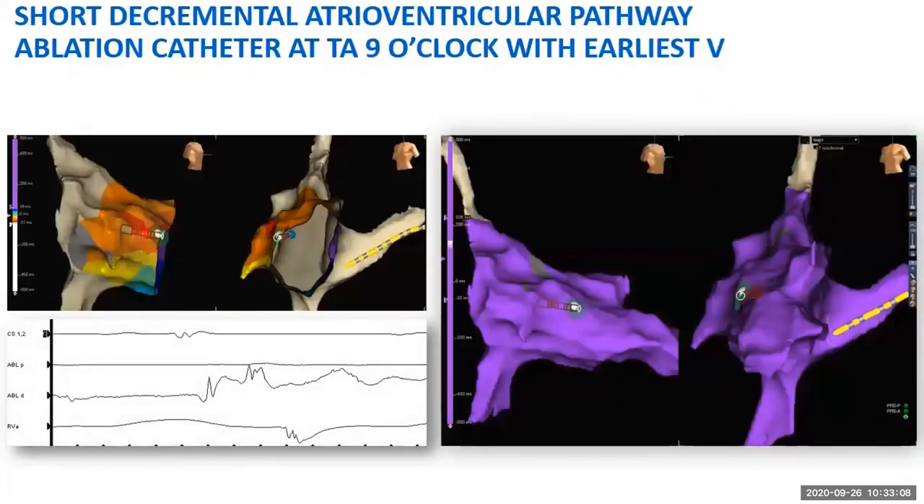This is an activation map of antidromic tachycardia with the combination of the right atrium and right ventricle. This shows that the earliest ventricular activation is near the tricuspid annulus at the 9 o'clock position.